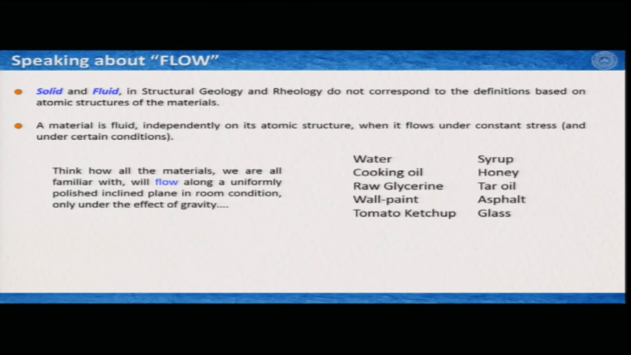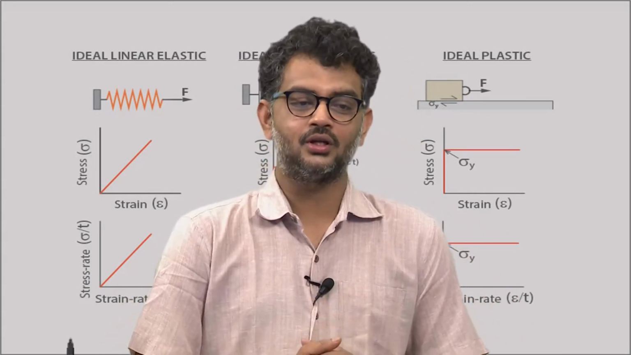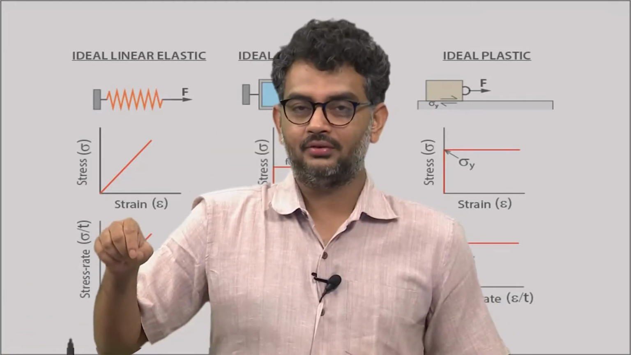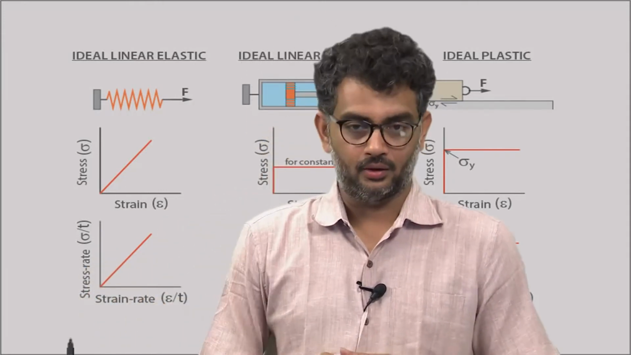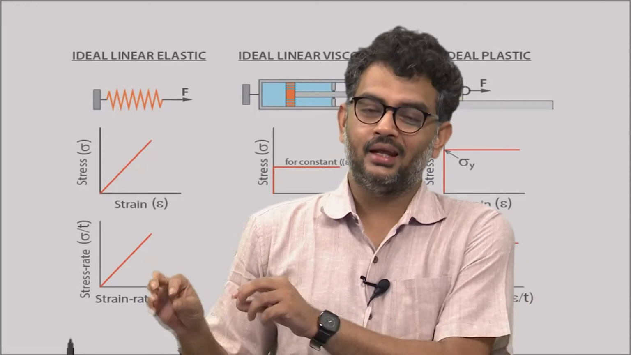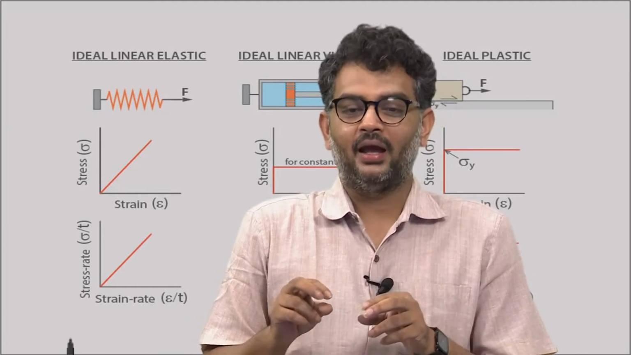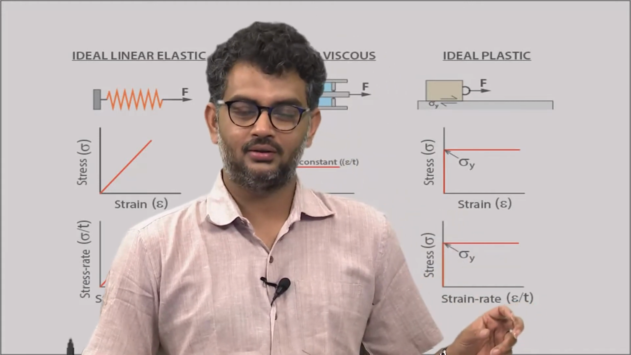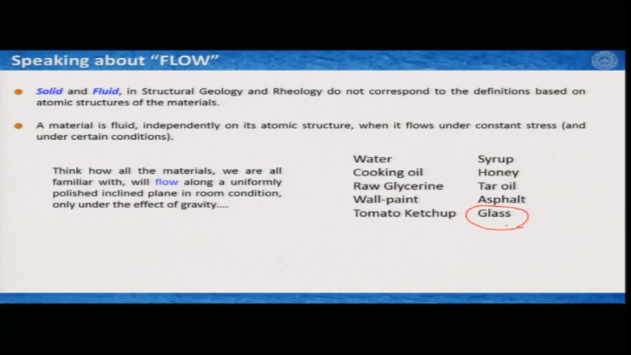Now, it does not talk about time, and let's think of a certain experiment. Say you have a sloping board with uniform friction, or no friction if you can make it, and from one end you have an opening where water can flow, then a series of openings with cooking oil, then maybe raw glycerine, wall paint, tomato ketchup, syrup, honey, tar oil, asphalt, and so on. The last one you may ignore. We will see this, but if you want, you can also put some glass.